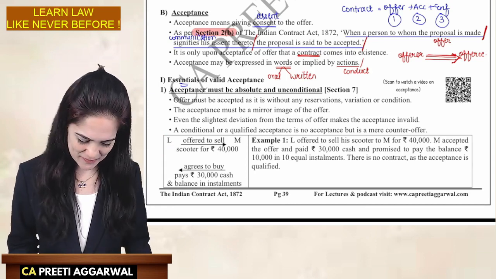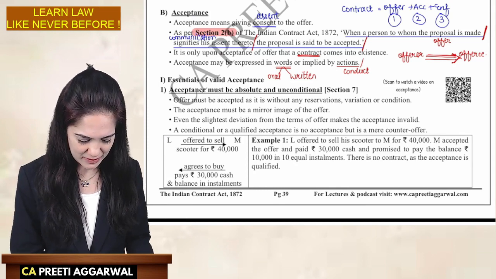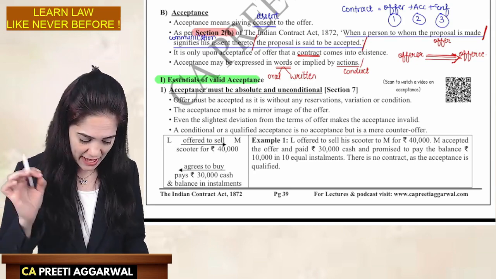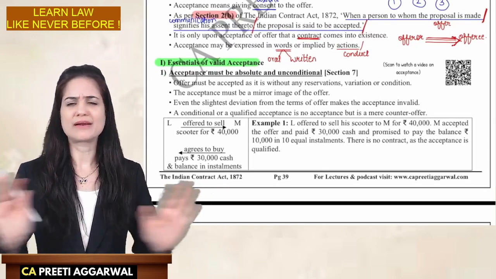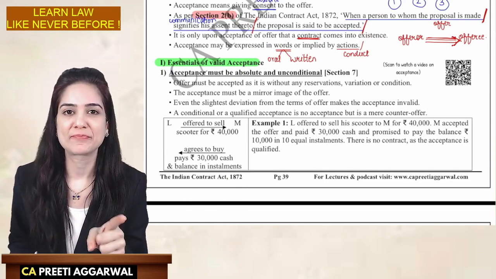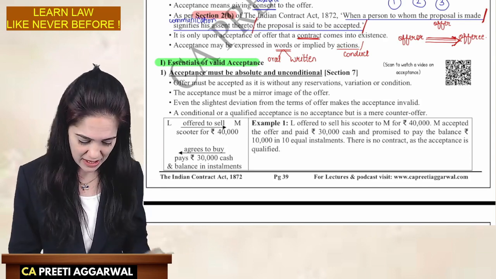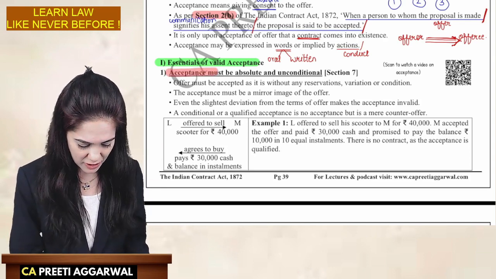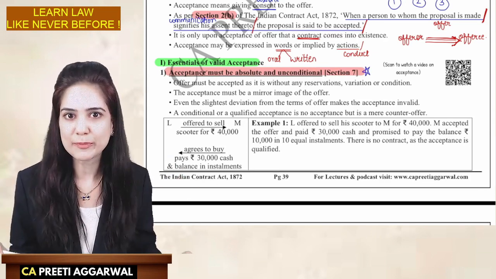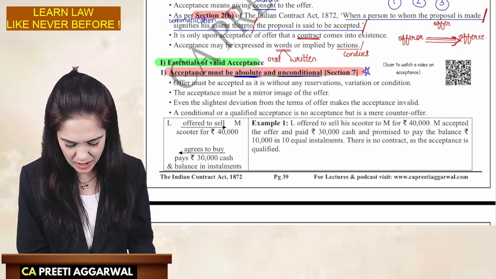Very good, students. Let us now discuss the essentials of acceptance. So these are the requirements of a valid acceptance. Acceptance must be absolute and unconditional. Most important element for exam. Maximum case-based questions are asked on this concept. Please highlight it. Highlight this if you have a red pen or a red marker. Highlight it as very important for exam. Acceptance must be absolute and unconditional.